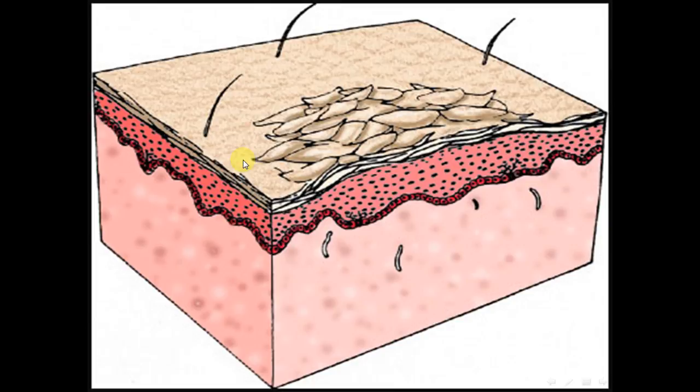The scale means that an excess number of keratinocytes are present. This is the characteristic appearance of scale.